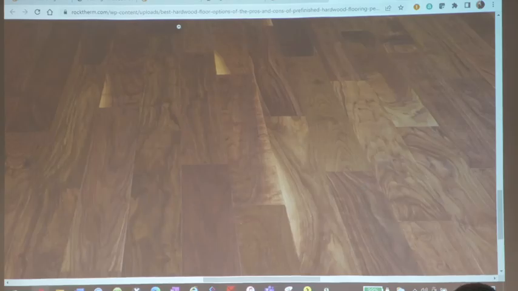Okay, but you still see the pronounced joints. Yeah, I can see every single joint. Because each plank too is kind of a different color. And the more expensive the wood is, the more pronounced those joints are going to be because it's thicker. So that's real wood.